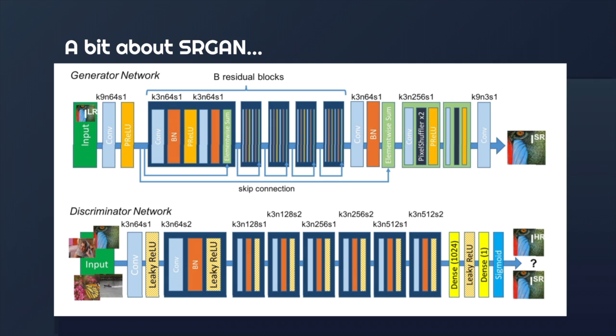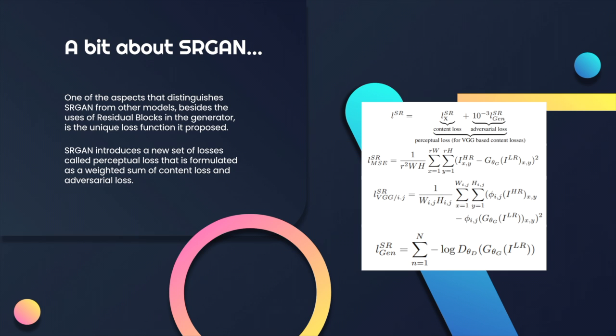Unlike a normal GAN, where the generators are not very deep, SR-GAN utilizes residual blocks from ResNet and is able to reach a fair depth for this task. The discriminator, on the other hand, resembles what is normally seen in other GAN models. One of the aspects that distinguishes SR-GAN from other models, besides the use of residual blocks in the generator, is the unique loss function it proposed.